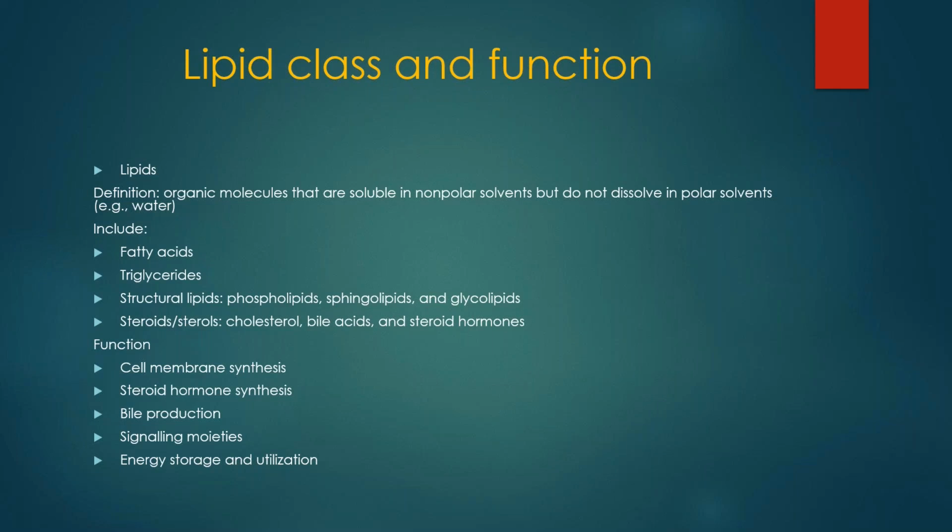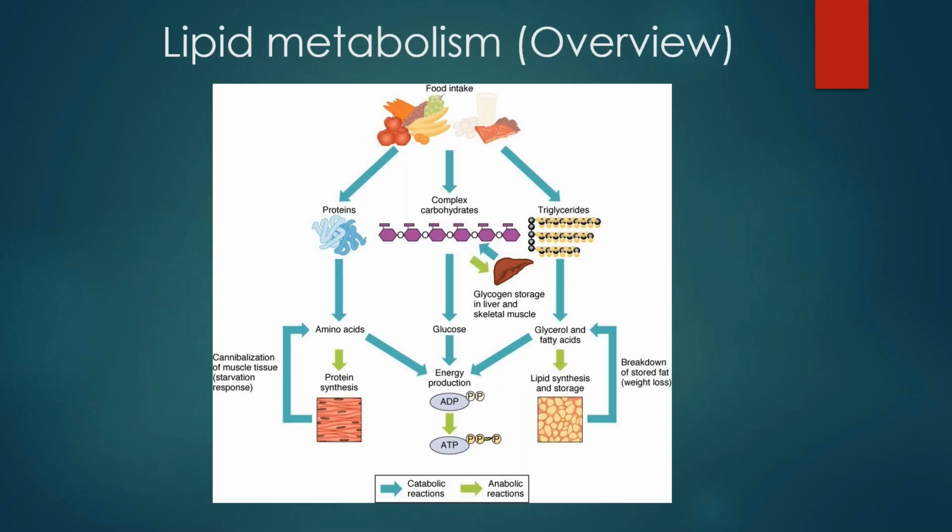Besides that, bile acid production also requires sterol, and lipids also work as signaling moieties. There are processes in which you attach a lipid to a protein, or lipids themselves can act as secondary messengers. So that's how lipids are also involved in cell signaling. But most of all, lipids have evolved as a major means to store and utilize energy. So why are lipids preferred as a storage depot? We'll get into that.